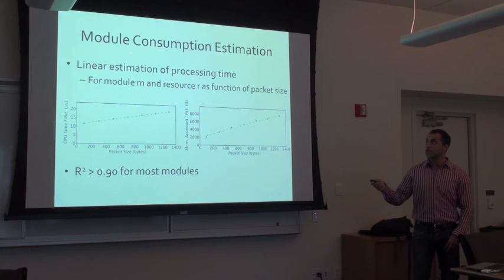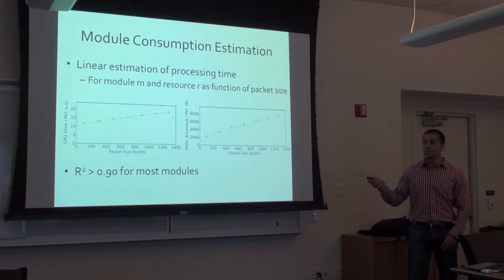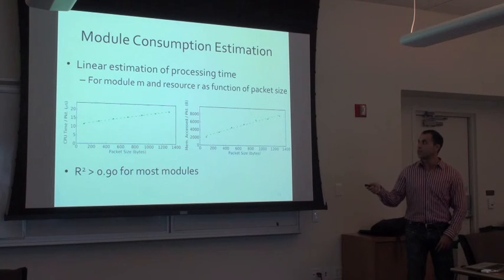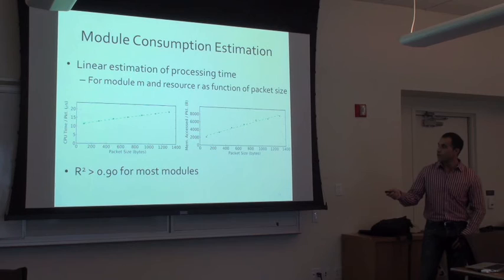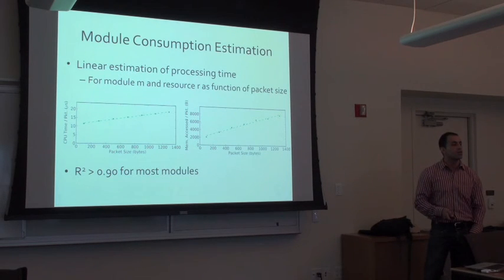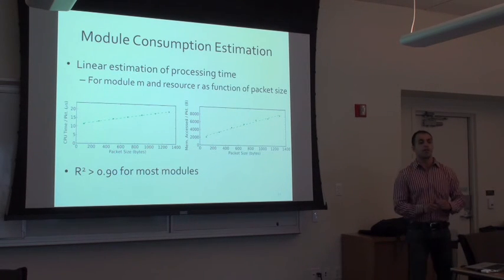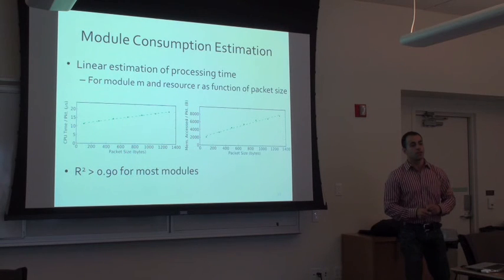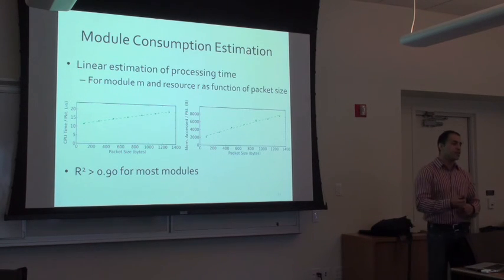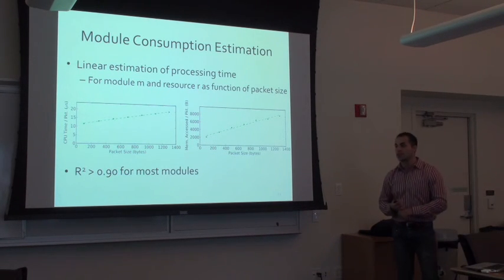The way we solve this, we actually do linear estimation on the processing time. For each module M and each resource R, as a function of the packet size, we try to estimate the resource consumption. For these two resources, CPU and memory, linear regression turned out to be a really good fit. So we just assume that from the packet size, we can tell how much you're going to use on this resource. But this is a way you can game the system if you're off here. So accurately determining resource consumption is a difficult problem.